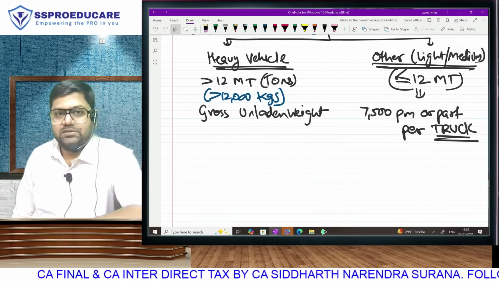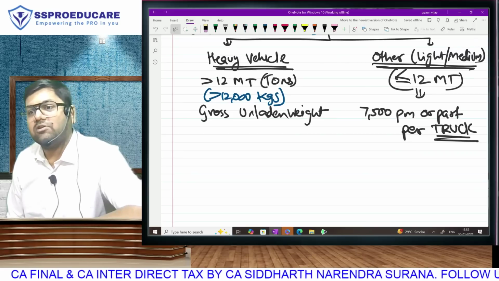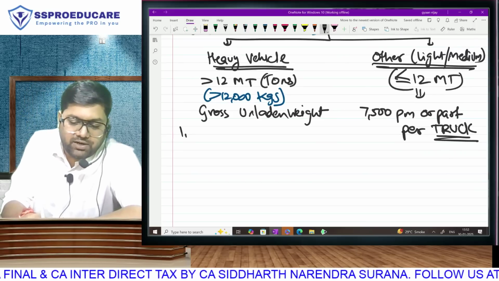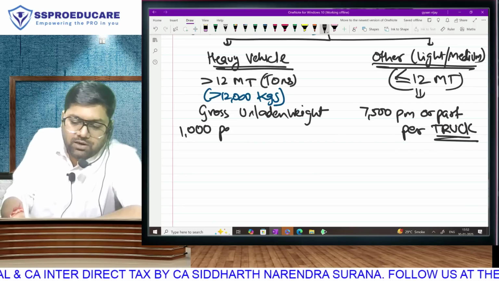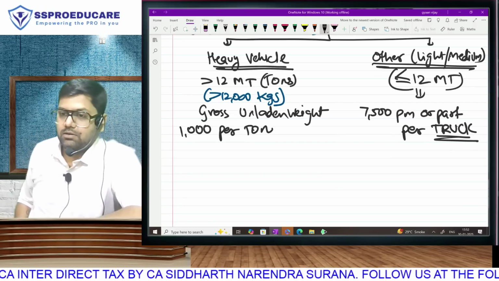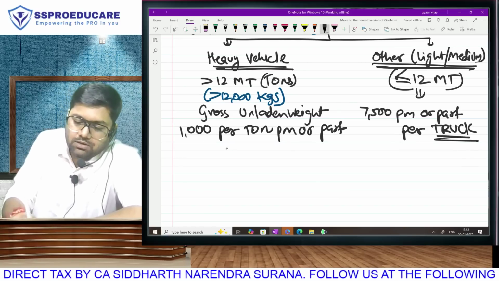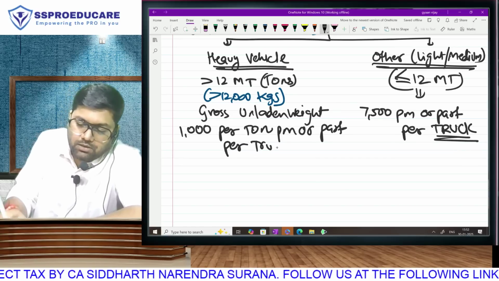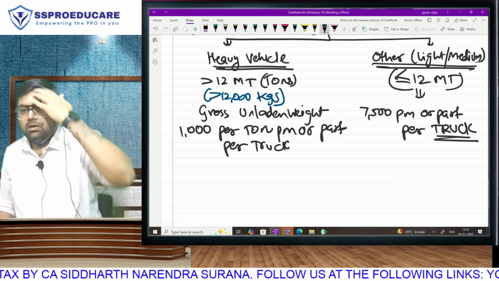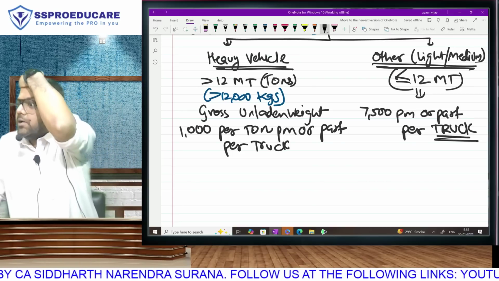But for heavy trucks, meaning the empty truck is more than 12,000 kgs, you have to calculate 1,000 per ton per month or part per truck. Per ton, per month, per truck.